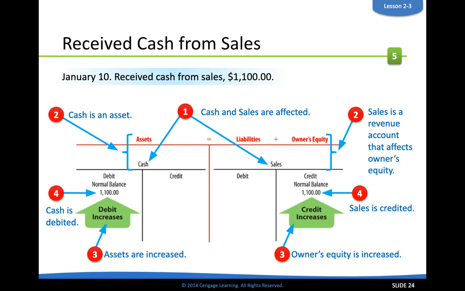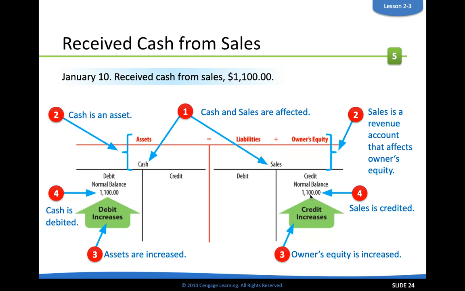We know when we receive sales from cash, cash increases. So how do you increase cash, an asset account? Well, you have to debit it because debit's on the left, assets on the left. That increases. That's our normal balance on that side. So we're going to debit cash for $1,100 to increase it. Our normal balance goes up.